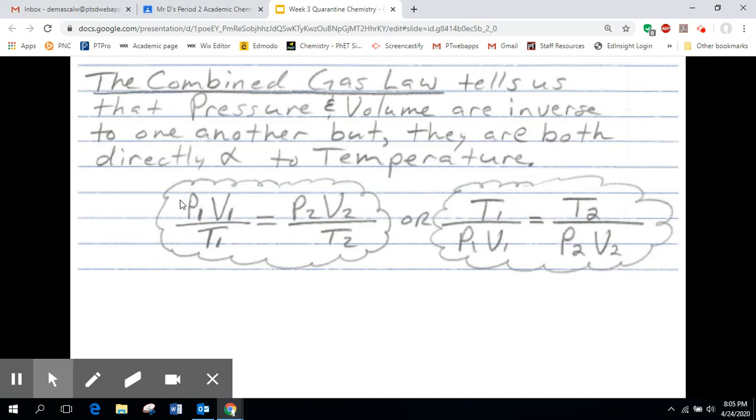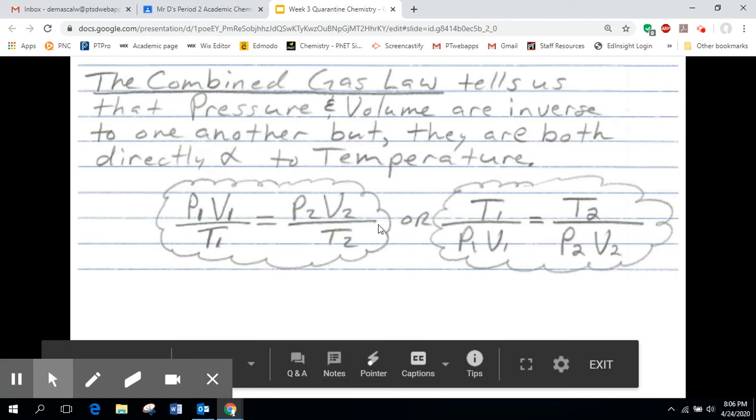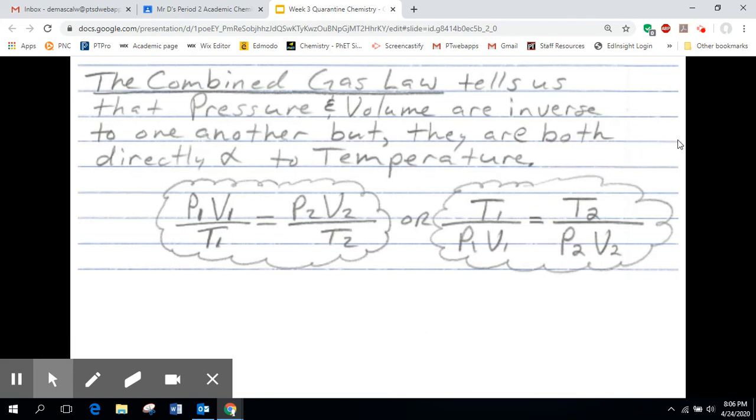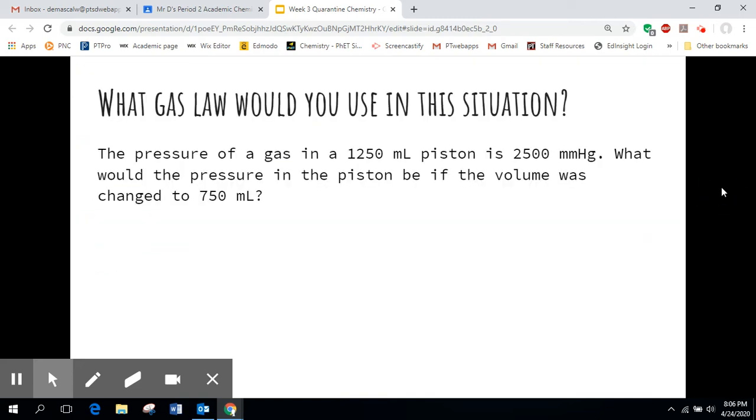If you're trying to find a pressure or a volume, you would use the ones on the left here. P1 V1 over T1 equals P2 V2 over T2. Or if you're looking for a temperature, you could do T1 over P1 V1, T2 over P2 V2. Again, picking one or the other, you want what you're looking for on top and by itself. So start with pressure and volume on top if you're looking for pressure or volume. Start with temperature on top if you're looking for a temperature.